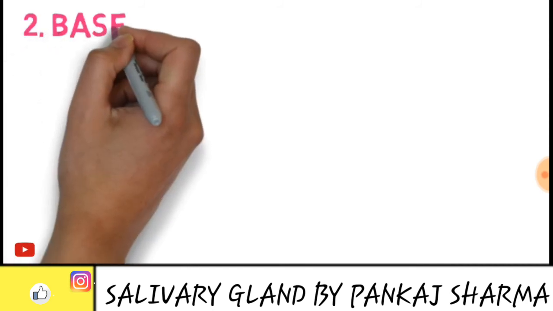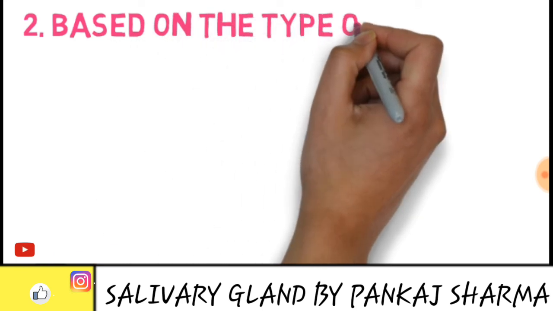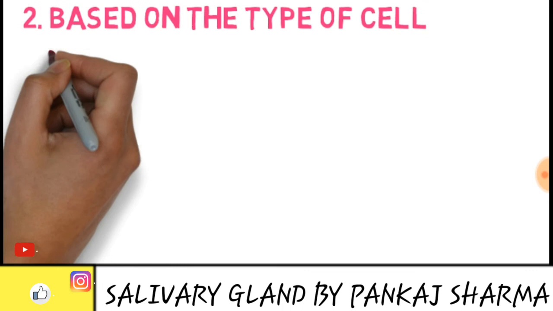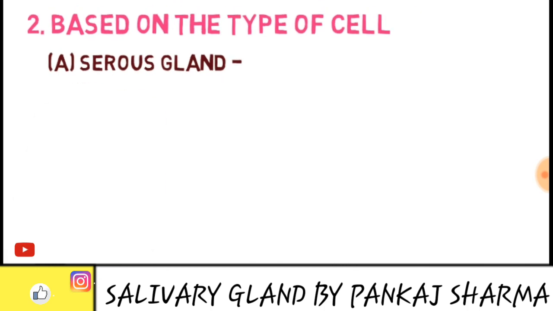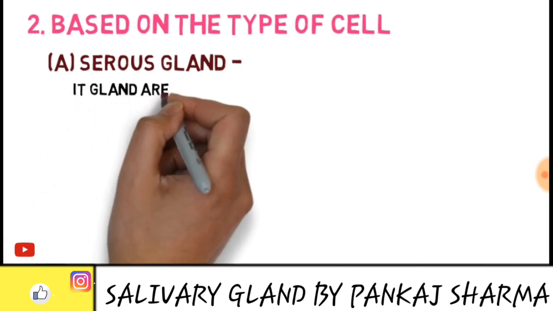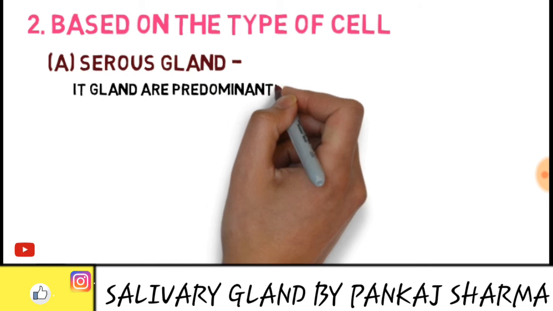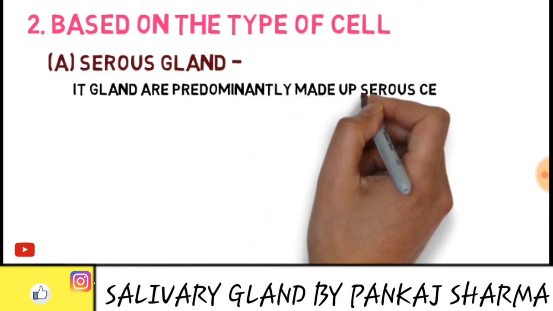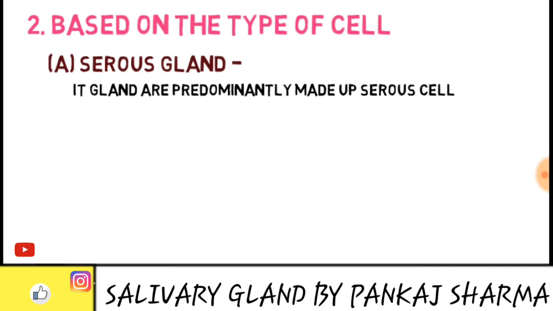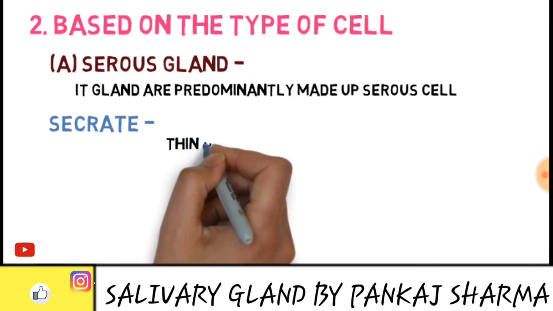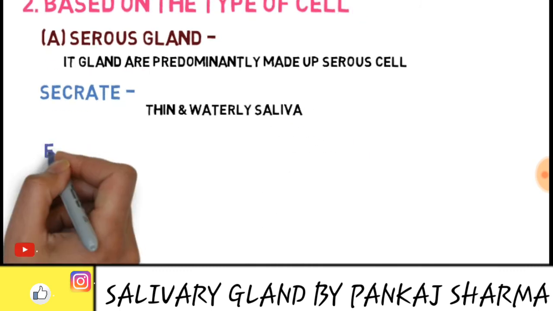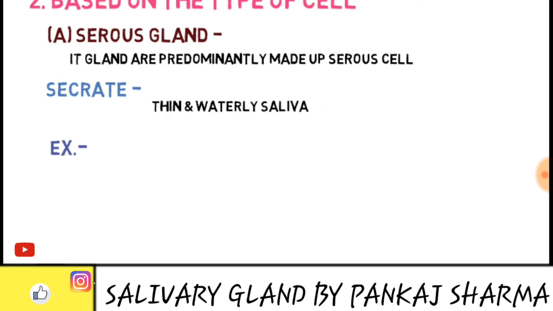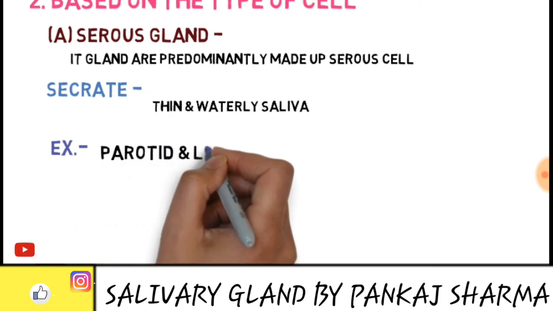Second classification is based on the type of cell. First, serous gland. Its glands are predominantly made up of serous cell. It secretes thin and watery saliva. Examples of serous gland are parotid and lingual gland.